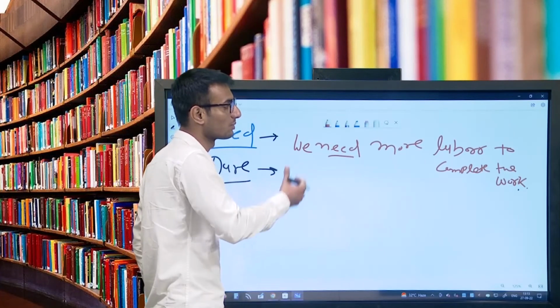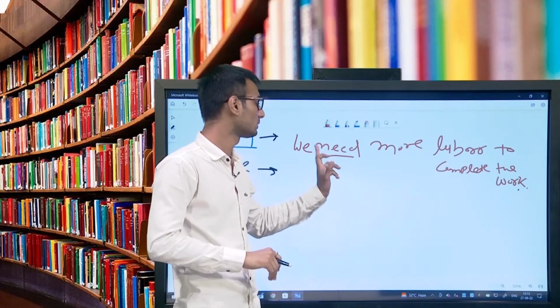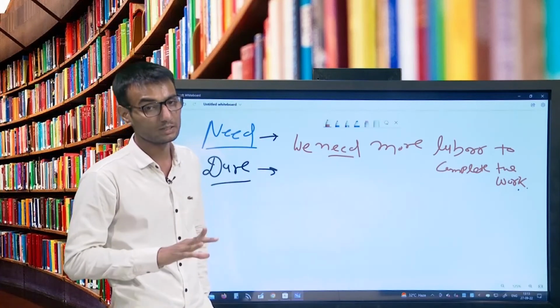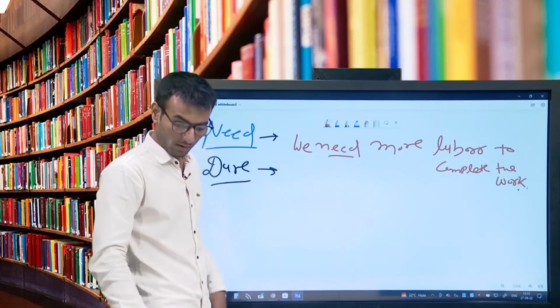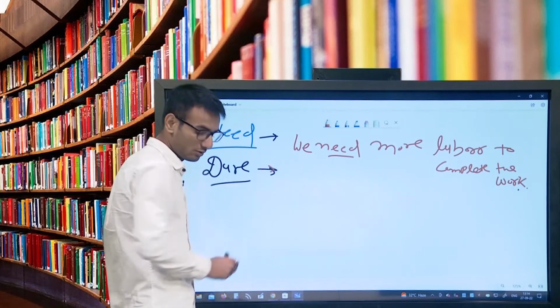We need more laborers. Means to finish the particular task we need more of a particular thing. That it shows necessity. You know, when we use need, it means a requirement. Now let us look at another example for dare. So dare, how is it used?